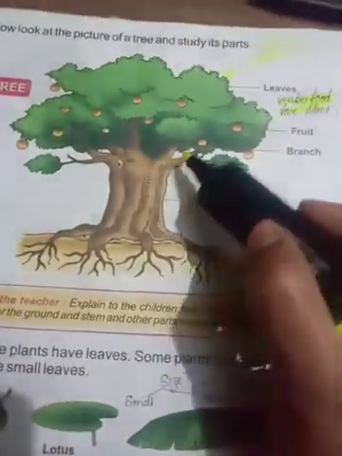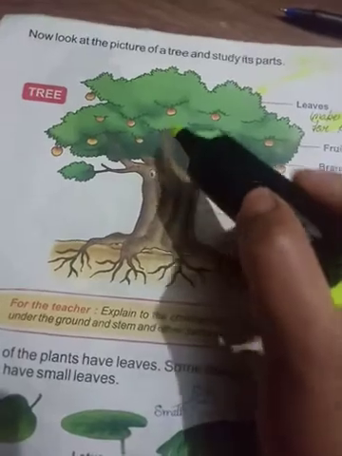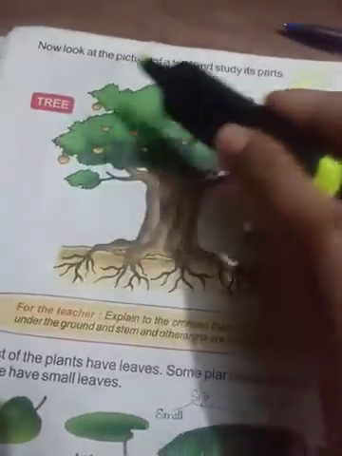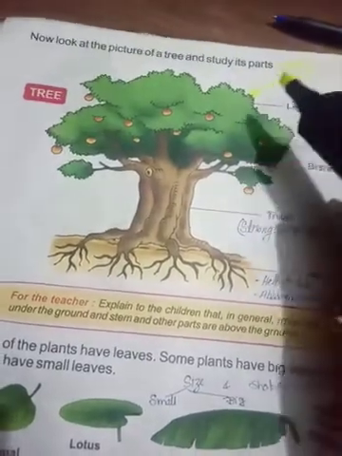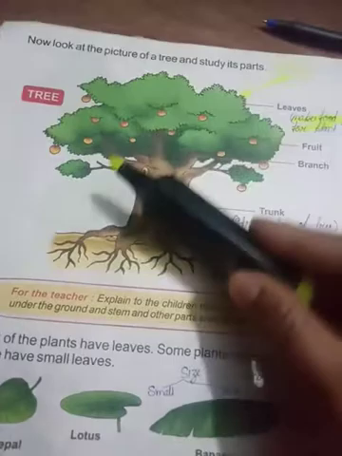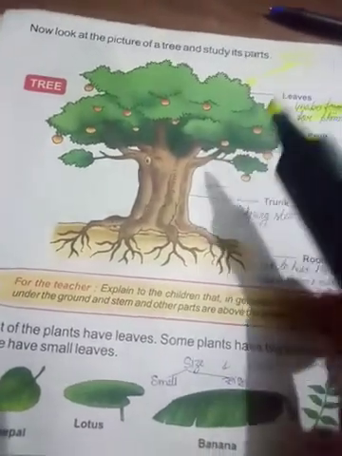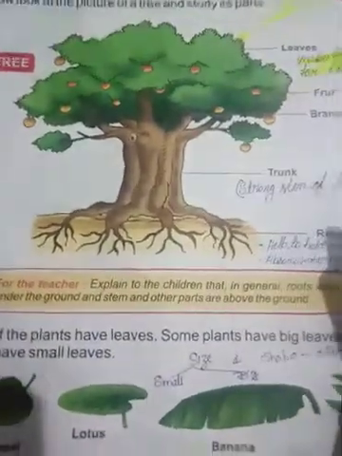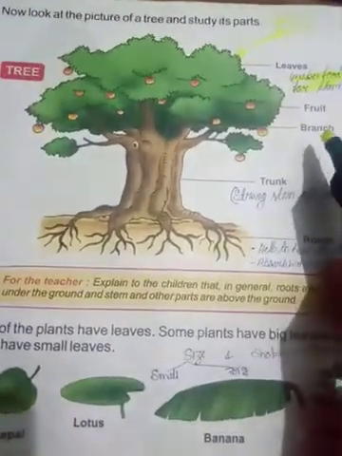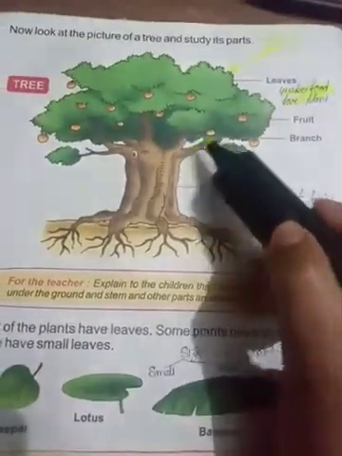Then branches. These are the branches. With the help of these branches, leaves expose themselves towards the sun so that sunlight will fall on each leaf and they can make food for the plant.